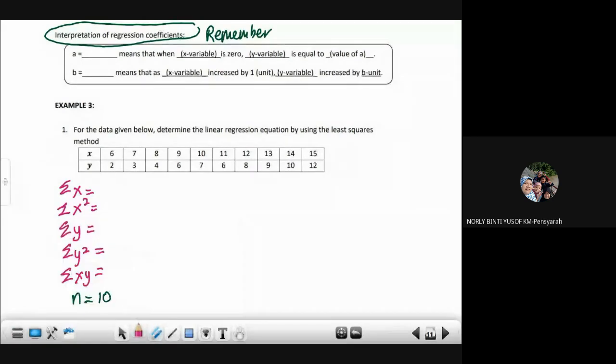Jadi kita kira summation X boleh masukkan dalam calculator, dapatlah nanti 105. X squared pun sama, you boleh masuk dalam calculator menggunakan konsep statistik punya programming. So dapatlah 1185. Ataupun nak buat manually pun boleh, 60 squared tambah 70 squared dalam calculator. Itu cara you menggunakan calculator. Okay, summation Y 67, summation Y squared.